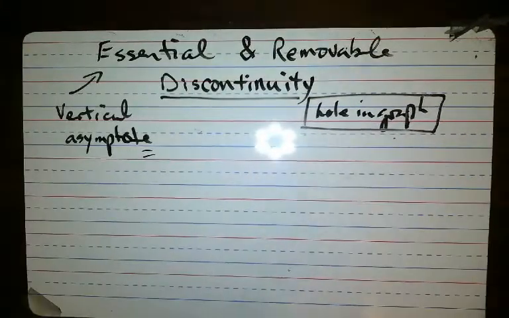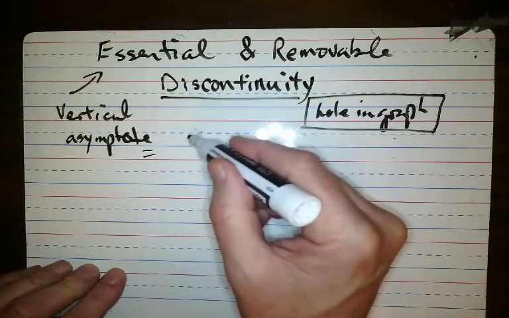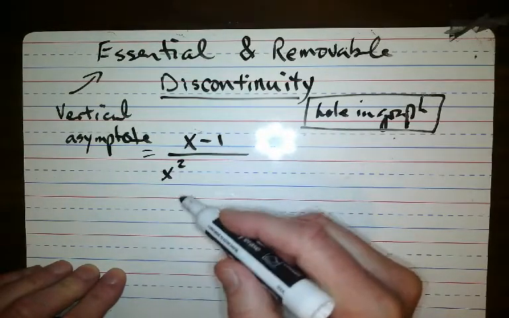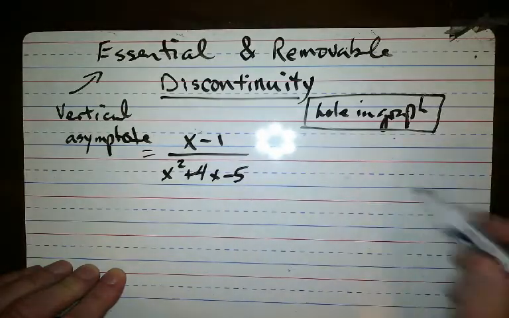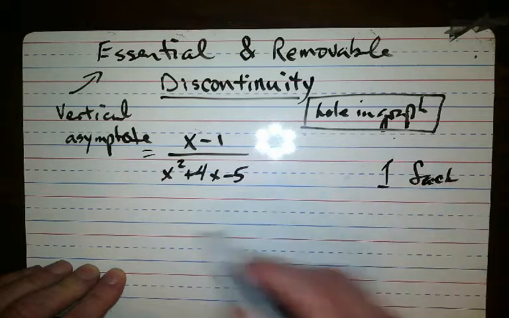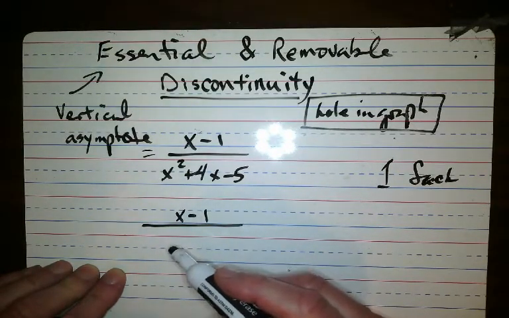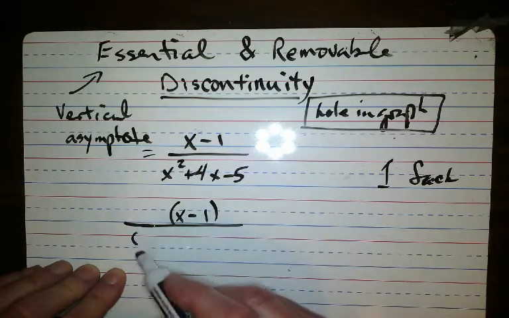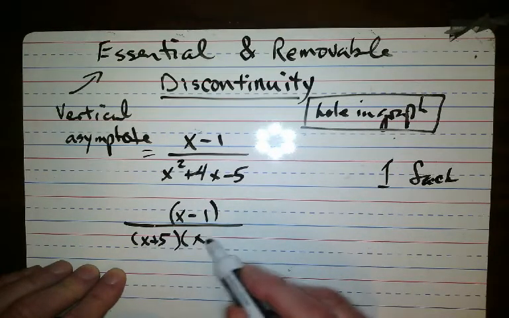Okay, here we go. Number 2. How about if I just had plain old x minus 1 on top and x squared plus 4x minus 5 on the bottom. First step is still factor. Now I can't factor the top, it stays like it is, but I can factor the bottom. What is the bottom made up of? It's made up of x plus 5 and x minus 1.